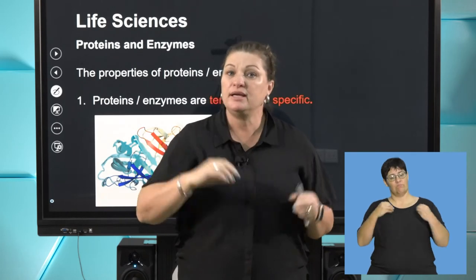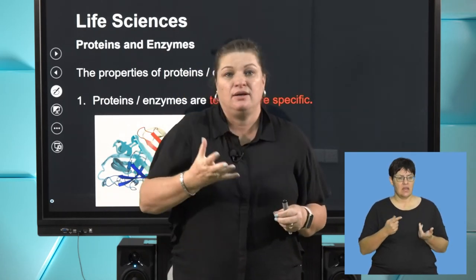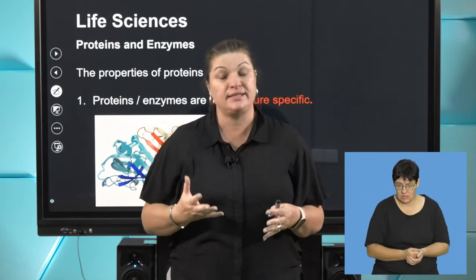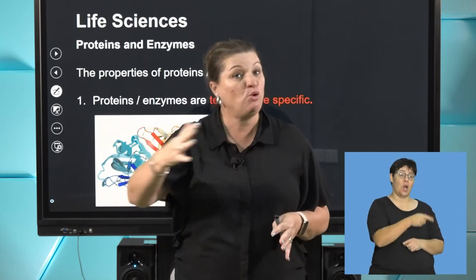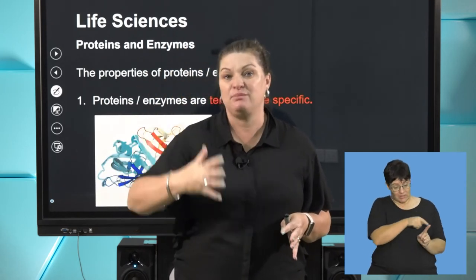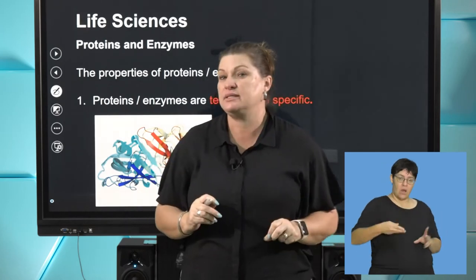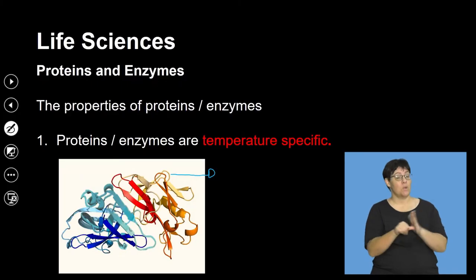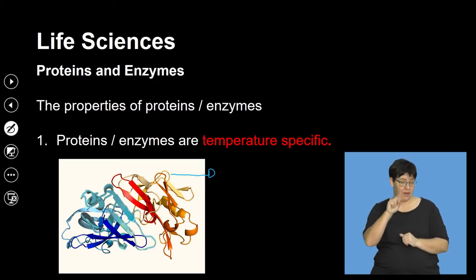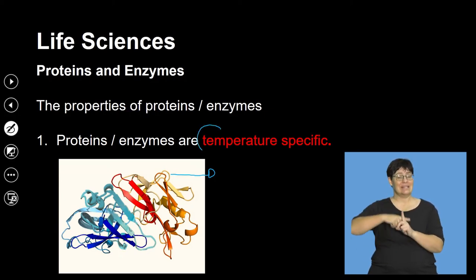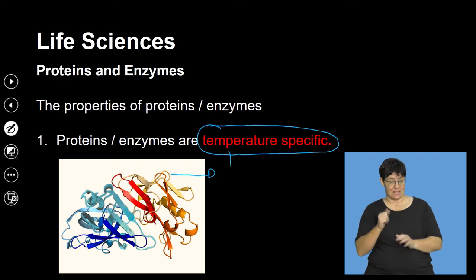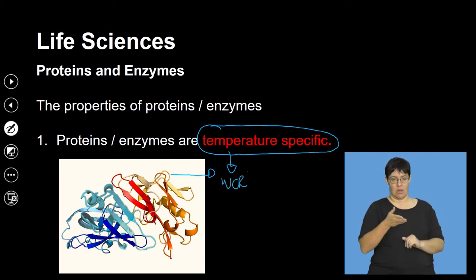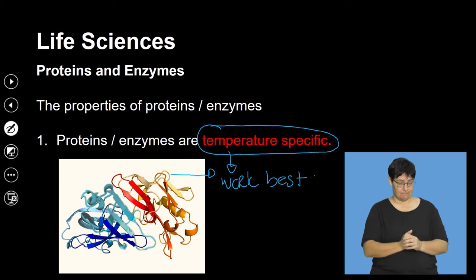Now, we're looking at the properties of what can happen when we change things with proteins and with enzymes, because they're one and the same. All enzymes are proteins. Not all proteins are enzymes, but all enzymes are proteins. We touched on this in the segment earlier. Very important, guys: proteins and enzymes are temperature specific. What does that mean? They work best at a specific temperature, at a certain temperature.